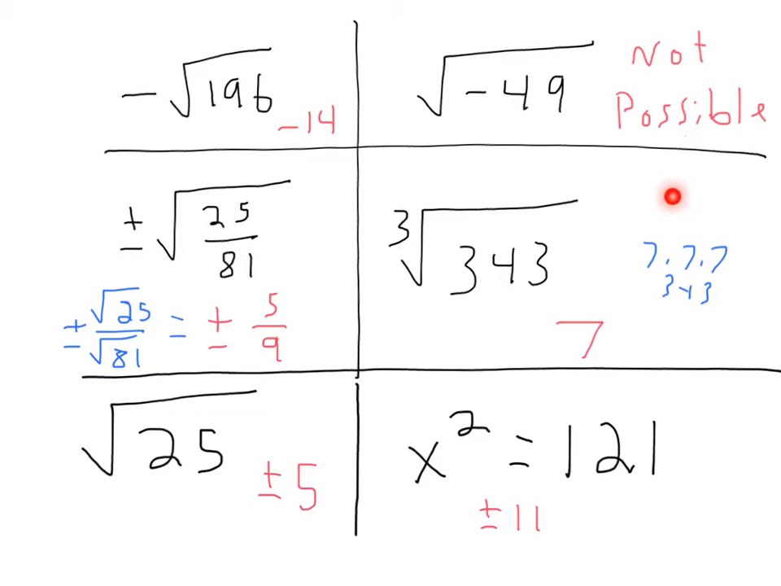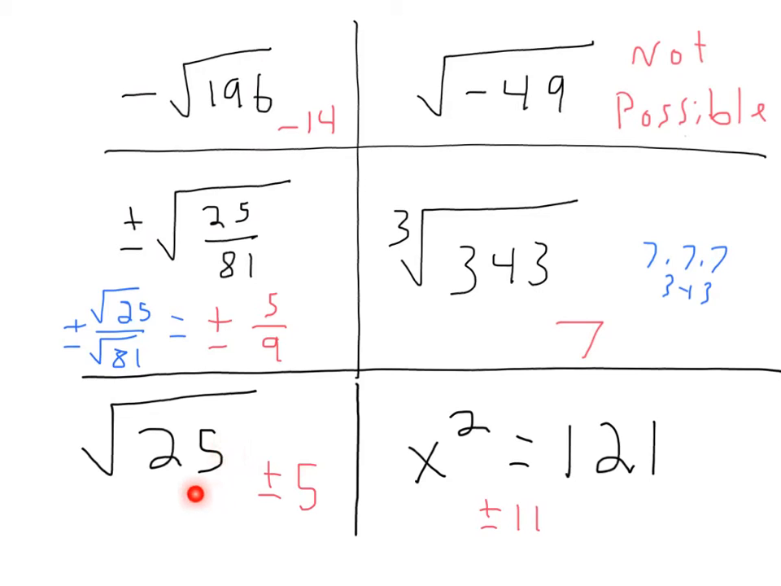Over here, some people get confused at this one. The best way to go about this, if you don't have it memorized that 7 times 7 times 7 is 343, is to just do some trial and error. Take 6 times 6 times 6 and see what you get. Then try a different number, whether you have to go higher or lower, and keep trying until you get the number.